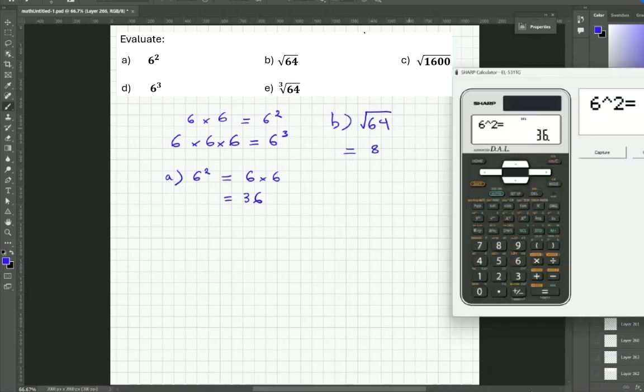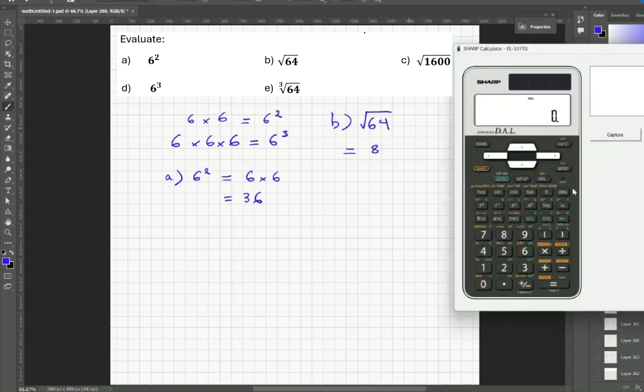And again, you can check using your calculator. We have a square root button. It looks like this, square root of 64. And then we hit equals, and we get 8.